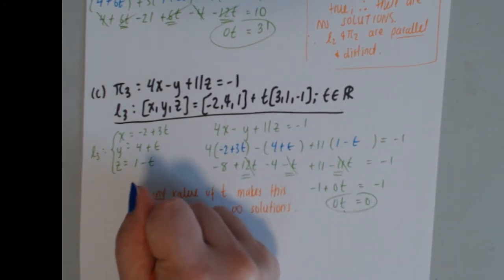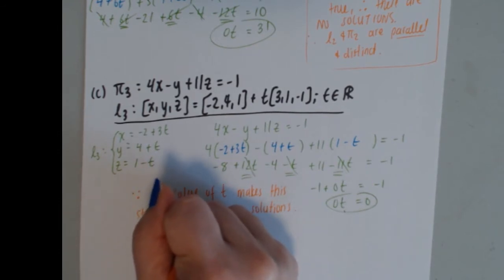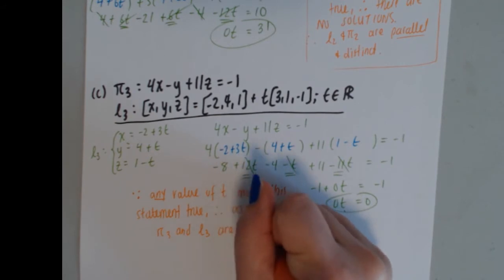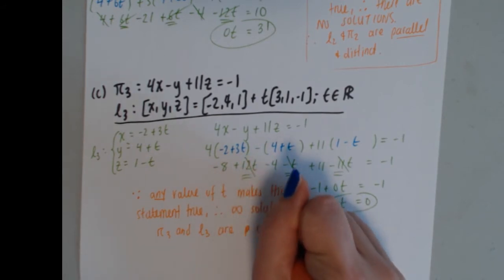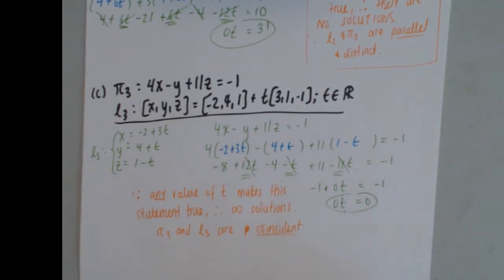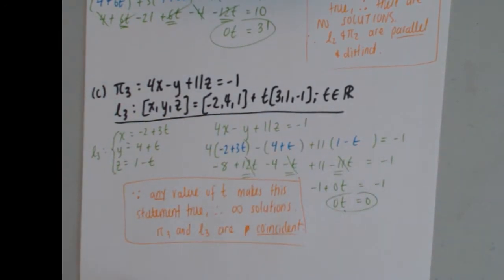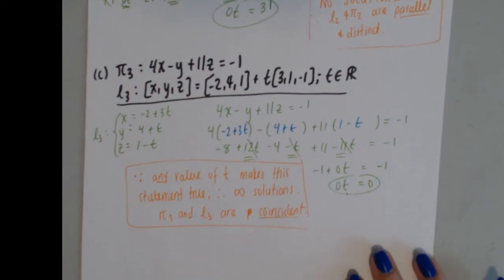And I will say that pi 3 and L3 are, well, I'll just call them coincident. You can call it parallel and coincident if you'd like. Okay, so there we go. So just to summarize from example 1, the number of intersections is determined by the number of possible values for t. Very important. All right, so we are now officially 1/3 of the way through the lesson.